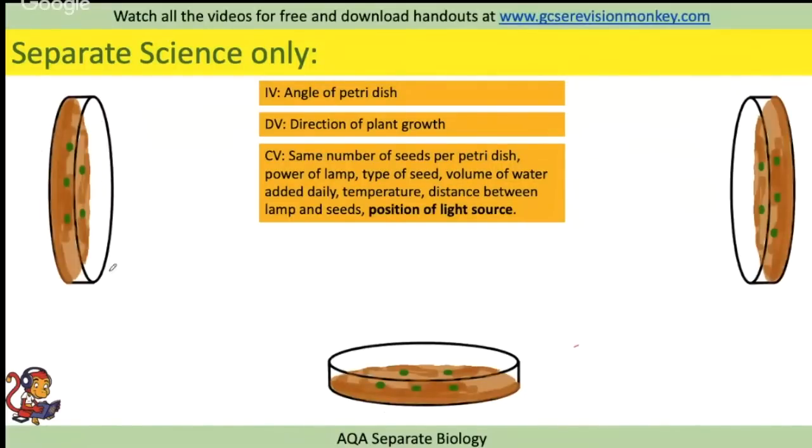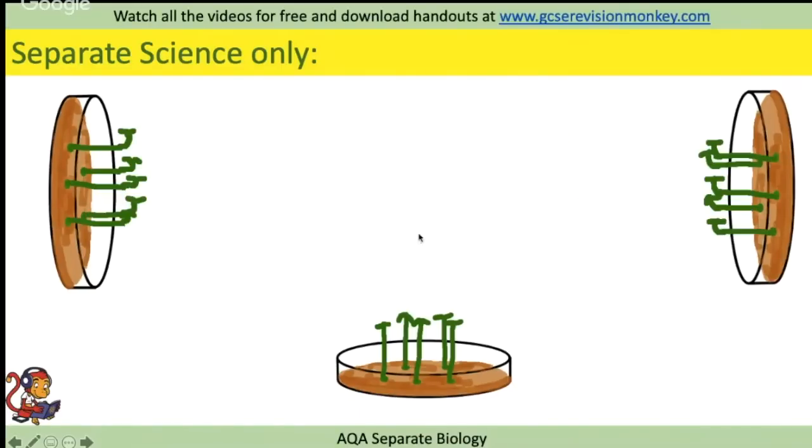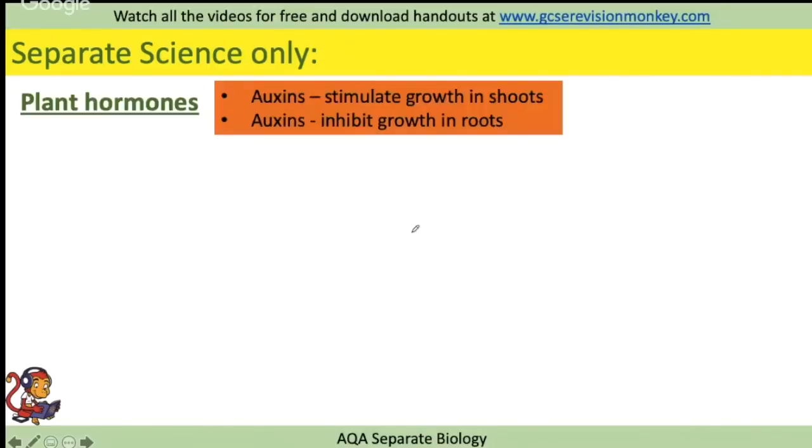So this again involves plant hormones and auxins that we'll talk about in a minute. So you might put the plant Petri dishes at different angles, this time keeping the light source the same, the same number of seeds, the same type of seeds, etc. And this time you might be looking at measuring the direction of the plant growth. And that might be simply for an observation. We don't necessarily have to measure anything. We might just say it grows up, down, left, or right. And you would have results looking a little bit like that. So that's the first required practical. And it's all controlled by plant hormones.